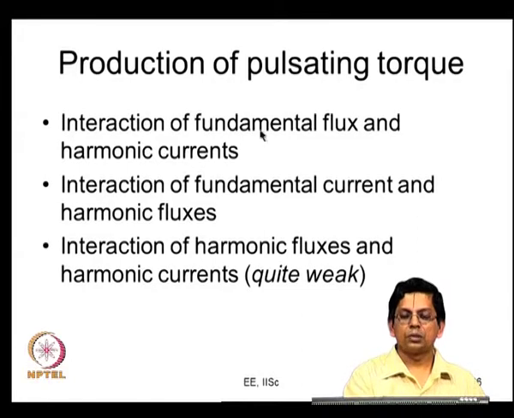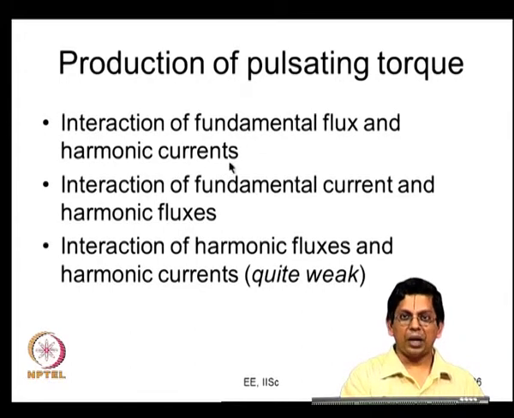Similarly, these will produce pulsating torque. Why? Because this is one magnetic field, this is another magnetic field. This fundamental flux corresponds to that steady magnetic field, which is at omega. The harmonic currents are magnetic fields which are rotating at different frequencies. So, the angle between these two magnetic fields keeps on changing sinusoidally. If delta is the angle between the two, the torque varies as sine delta, and that is an alternating function, so it averages to 0. So, there is no steady torque produced by that, but there is a pulsating torque produced by this.